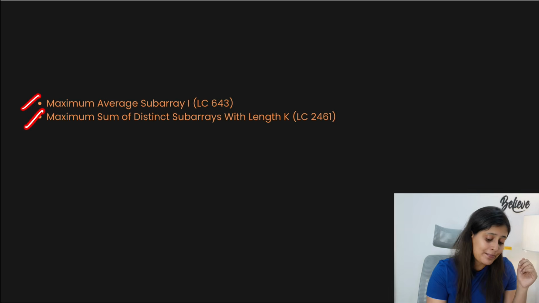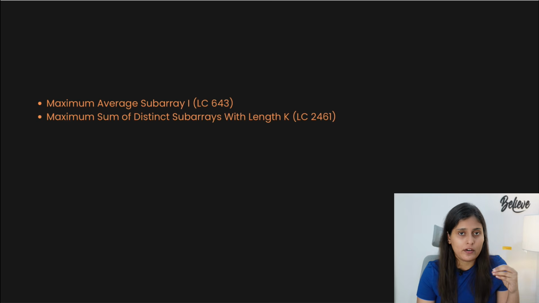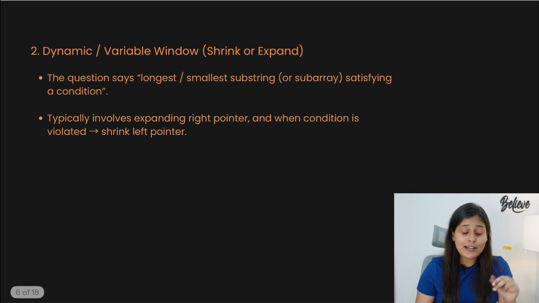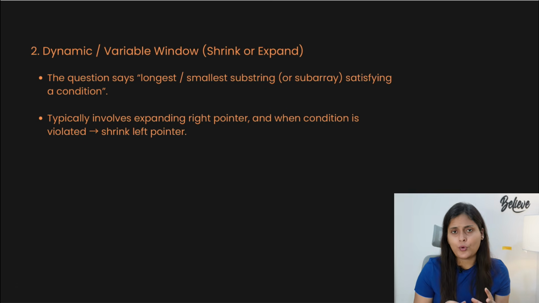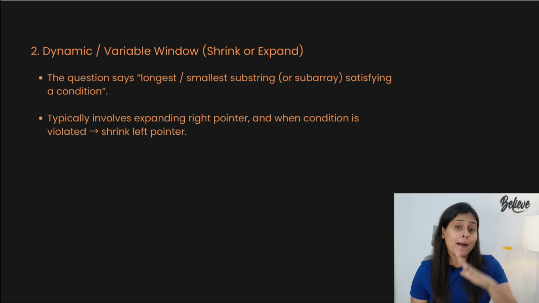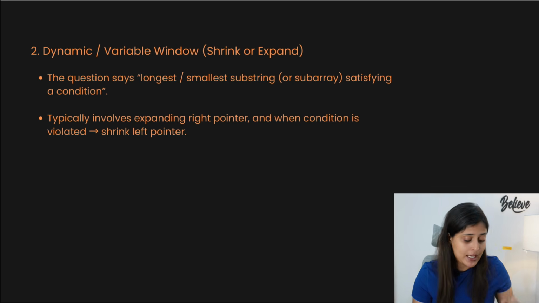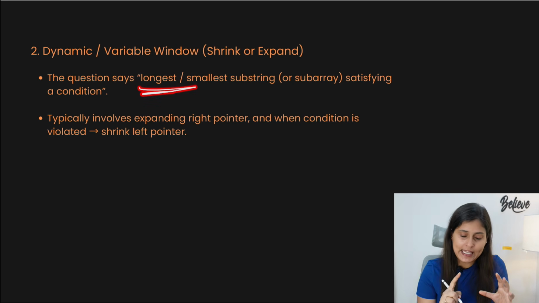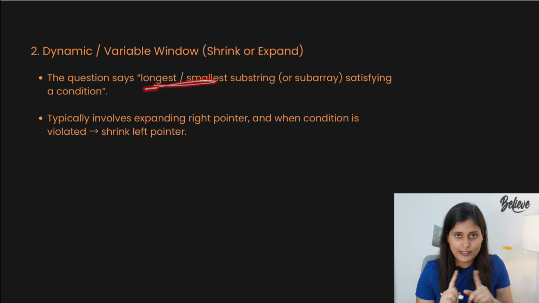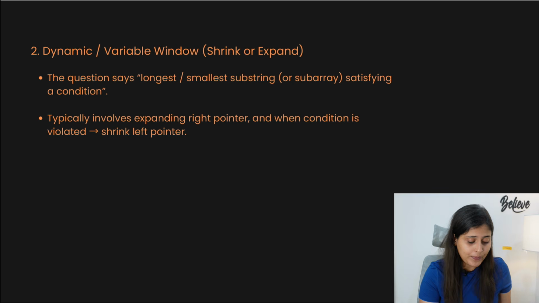So if you want, you can practice these 2 questions which are already available on LeetCode to be better in this. Second pattern is dynamic. Instead of a fixed size window, you will be asked to give the maximum length or minimum length of the subarray. Here the fixed size length will not be given to you and you have to calculate it based on some conditions. Means the question specifically asks you to calculate the longest or smallest subarray or substring satisfying a condition, and the condition will be given.